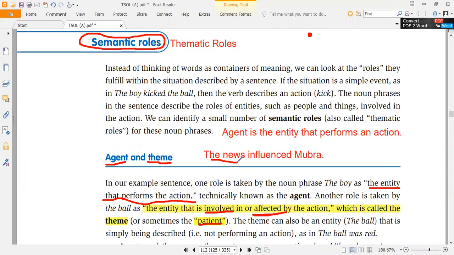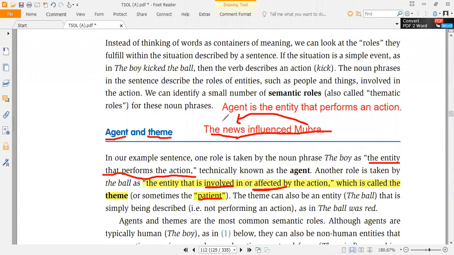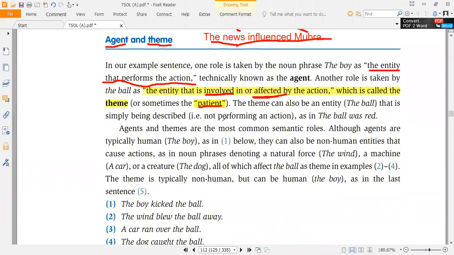Sorry, I'm an apolitical person, this was just an example, right? But news may affect Mabra, but Mabra cannot affect news, remember, until and unless Mabra is a news anchor person. Okay, so as long as she's just a watcher, she cannot affect the news. Okay, look at these examples.